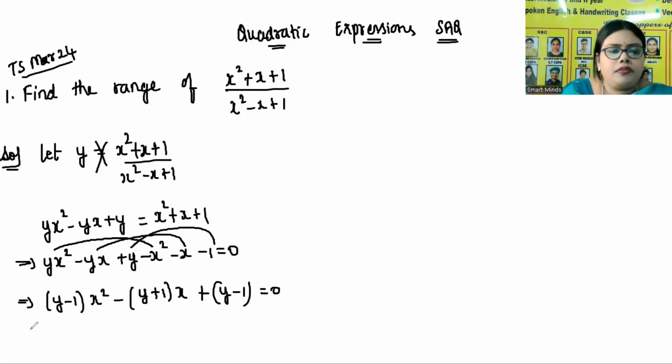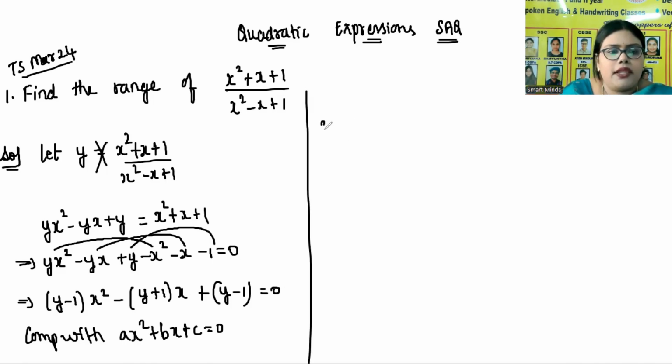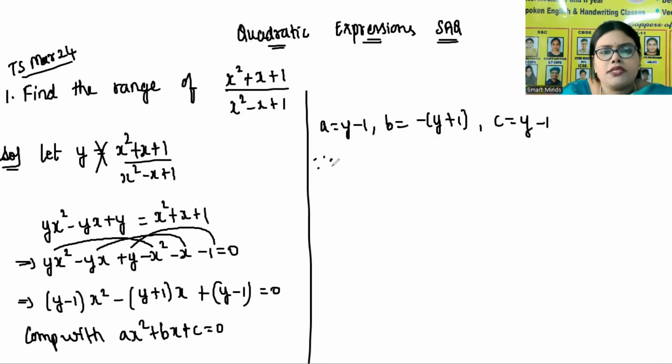So comparing with ax square plus bx plus c is equal to 0, you will get a as y minus 1, b as minus of y plus 1, c as y minus 1. Now since x belongs to R, the discriminant is greater than or equal to 0. What do we mean by discriminant? B square minus 4ac is greater than or equal to 0.